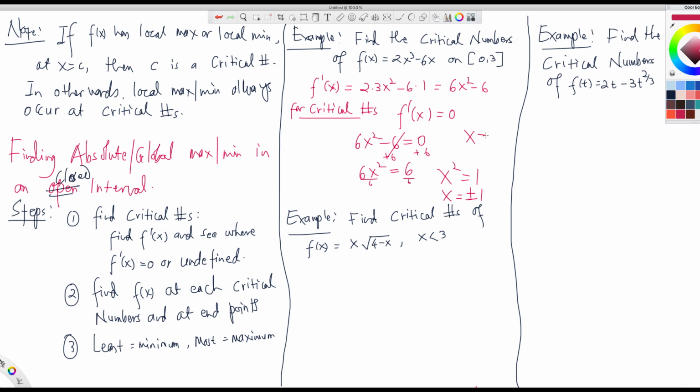So the answer must be x equals 1 only, because x equals negative 1 is outside the given interval, okay? That's why we pick just 1. Otherwise, it would be plus or minus 1.